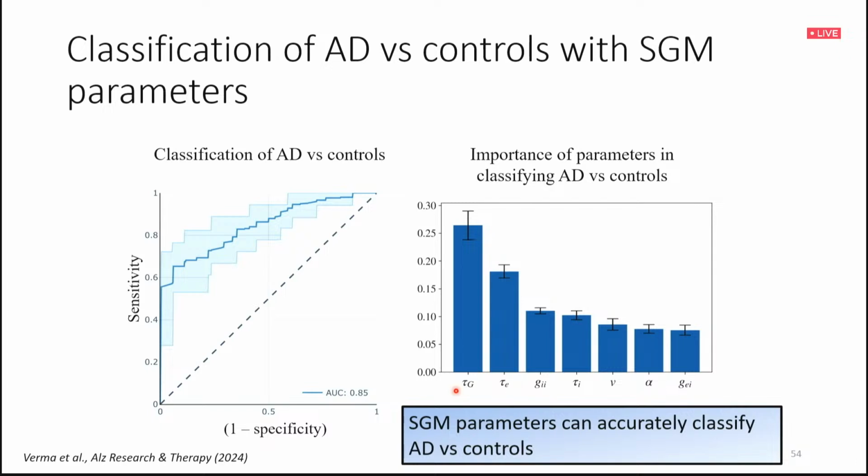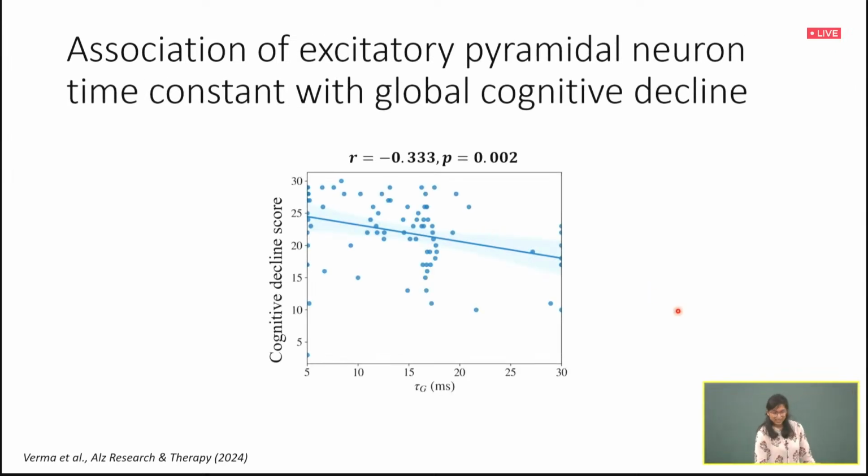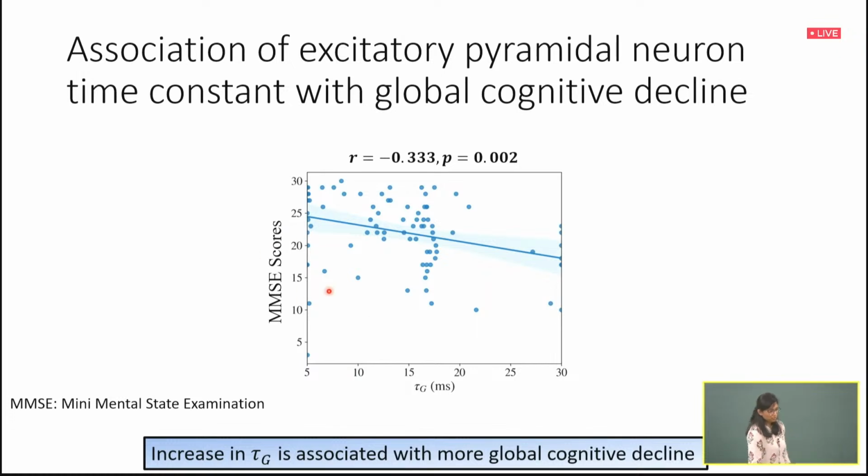But do they have any clinical significance as well? So the next thing we wanted to test was whether there is any association between these parameters and the cognitive decline in patients with Alzheimer's disease. We tested the association of these parameters with global cognitive decline scores in patients with Alzheimer's disease, and interestingly we saw a unique association. Again, it's just tau g which stands out, which is uniquely associated with the global cognitive decline scores. This particular score is called the Mini Mental State Exam score. It's just a score which tells you the global cognitive decline.